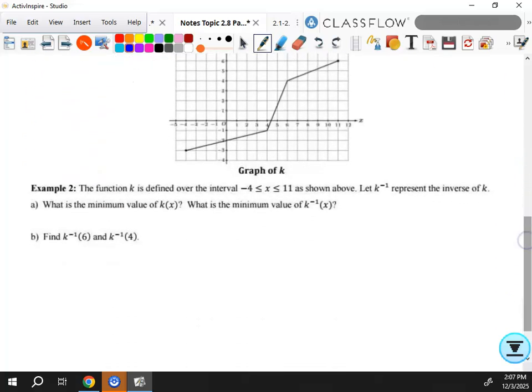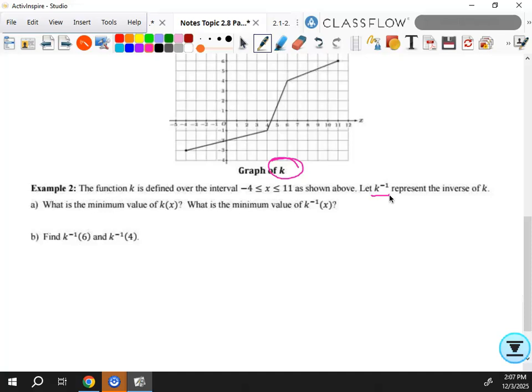All right, so we have a graph here. Do not ignore the words that go with these things, okay? Because you got to make sure you understand what's happening here. So it says the function k is defined over the interval from negative 4 to 11. That's how much of it I have. This is the graph of k, because we're also talking about k inverse. They could give me a graph of k inverse and ask me about k. So that's why you got to make sure you know what you're actually looking at there.